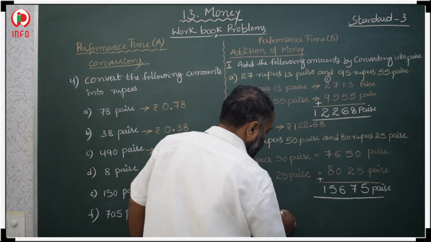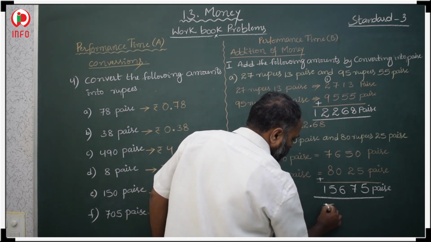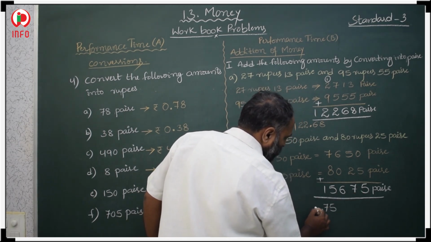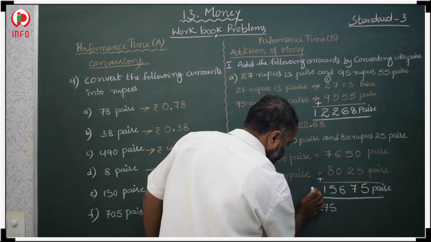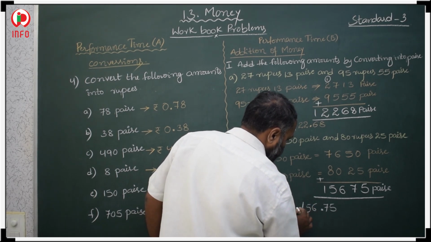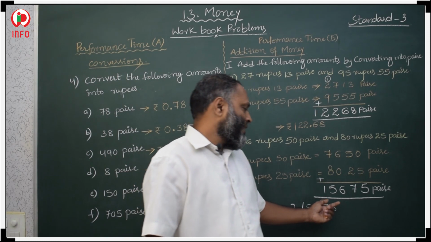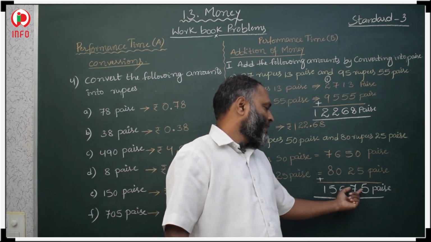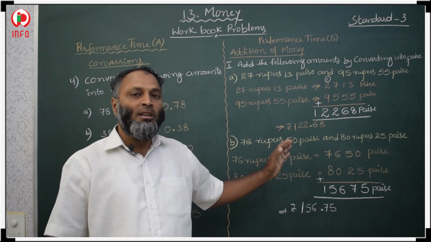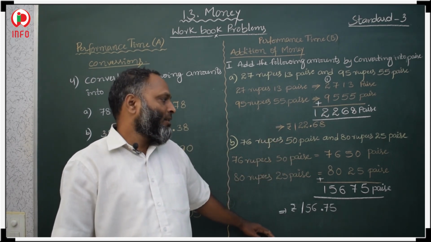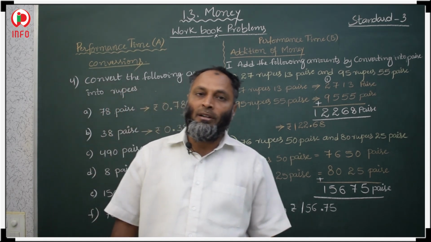If we convert this into rupees, you will get, after 2 digits, that is from the ones and tens, the decimal, then the remaining places. ₹156.75, or otherwise 15,675 paisa. This is the answer. Okay, in this bit one more question is there, a similar question. That C question is your home assignment.